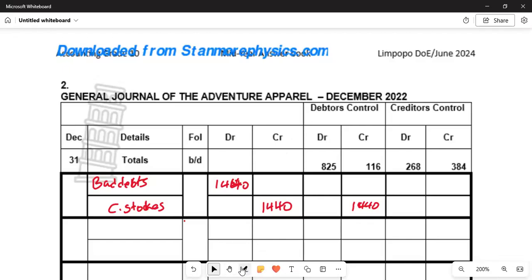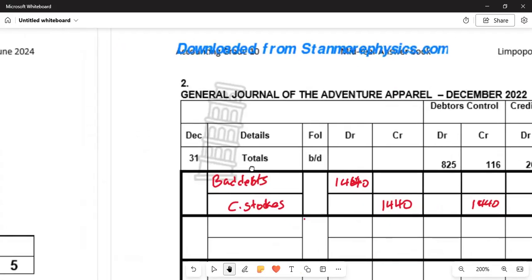By recording them like this, whereby we are debiting bad debts expense, we are increasing what? The expenses. But when we credit debtors, C Stokes, it means we are decreasing our assets, because we are no longer going to receive this 1,440. By crediting debtors control, you are reducing the debtors balance, which reflects the amount that is no longer expected to be collected. Hope it is clear. So now we are moving on.